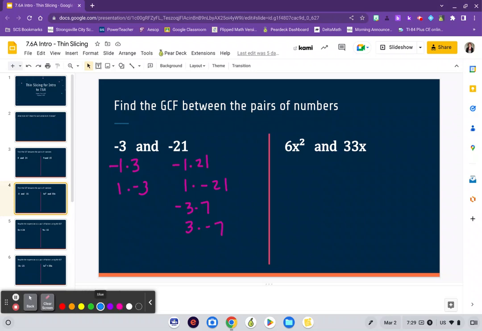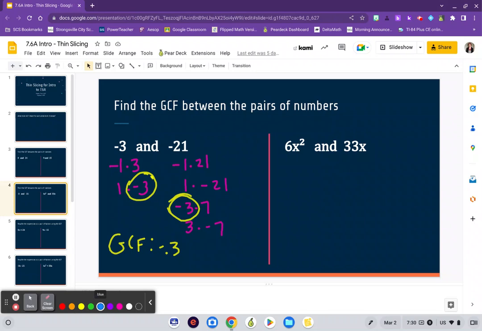Now, the other thing we're going to talk about as we get further into these next couple of days is that anytime I have terms added or subtracted, and that first term, that leading term, is negative, then I want the negative version of that GCF. And so for this case, we're going to say that my GCF is negative 3. So sometimes that negative will be a part of the GCF.